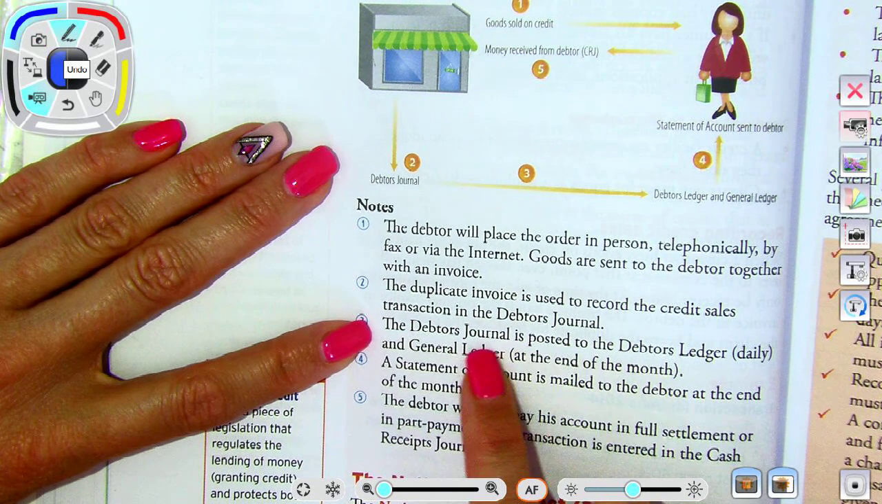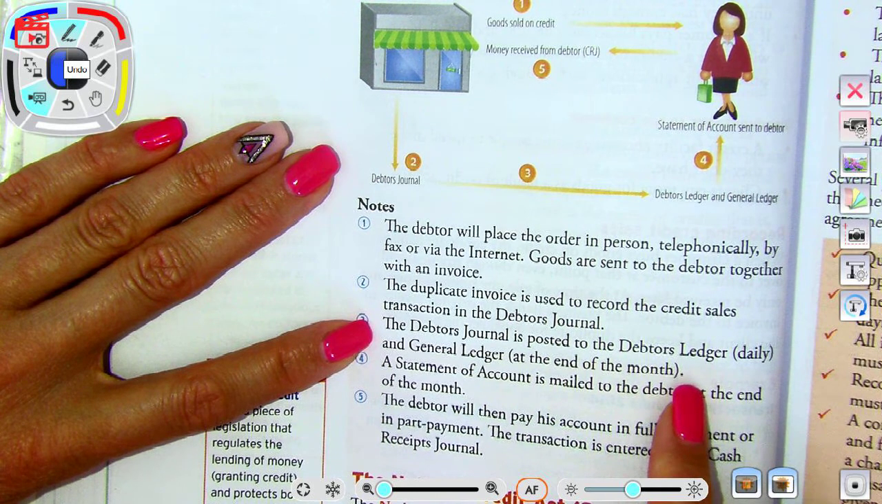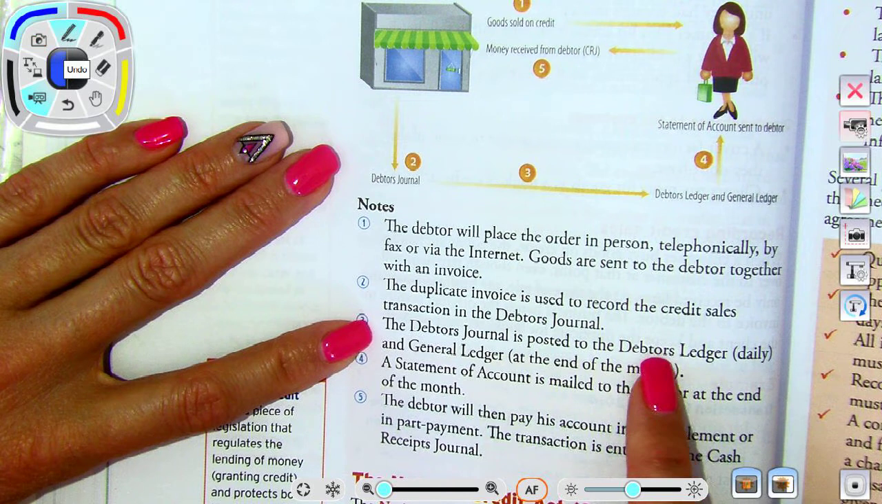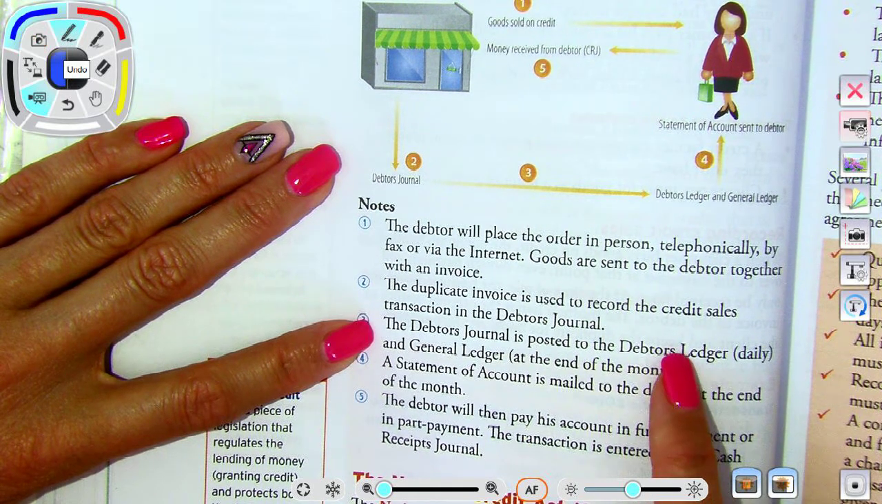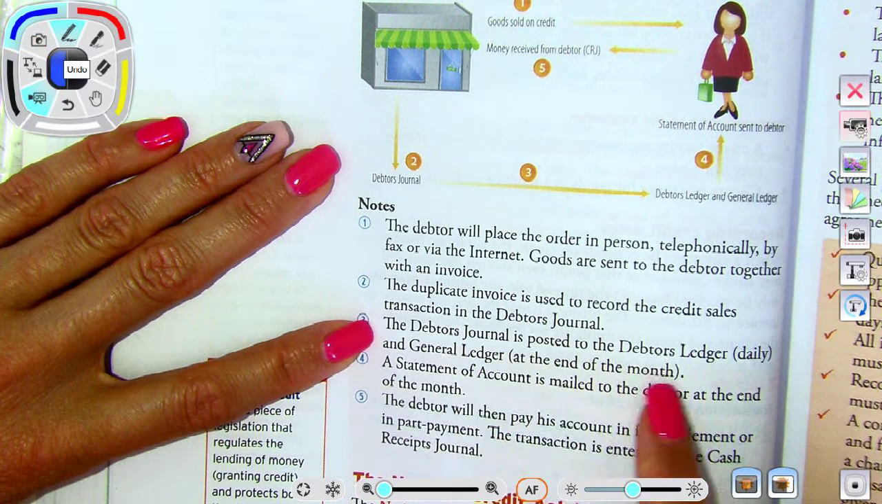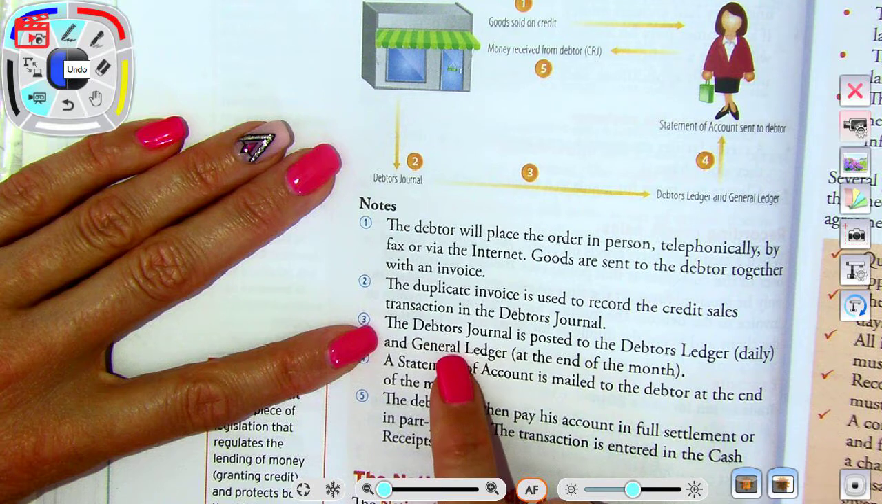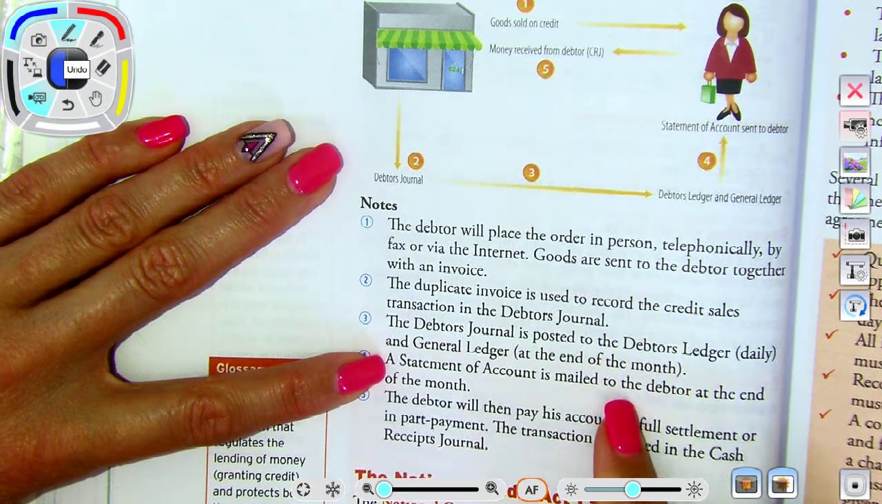The debtor's journal is posted to the debtor's ledger. We'll get to that later. So the debtor's ledger is basically an individual record of each debtor's account. The debtor's journal is posted daily to the debtor's ledger, and then the debtor's journal is posted to the general ledger at the end of the month. So you know, like how we've been posting to the general ledger?